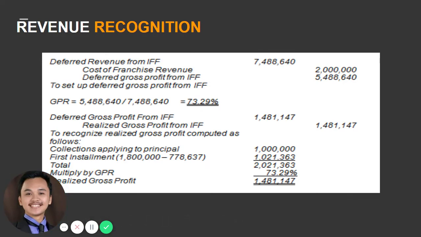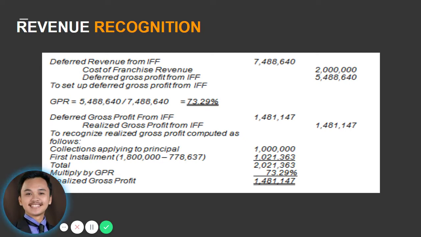Now, this time, since it is an installment, that means we do not directly realize our deferred gross profit. Okay? We do not realize it directly, we defer it. But this time, how much is our deferred gross profit? Our new deferred revenue from IFF is no longer 10 million, but rather a new amount, which is 7,488,640. That is from the present value of the notes receivable of 6,488,640 plus the down payment of 1 million.